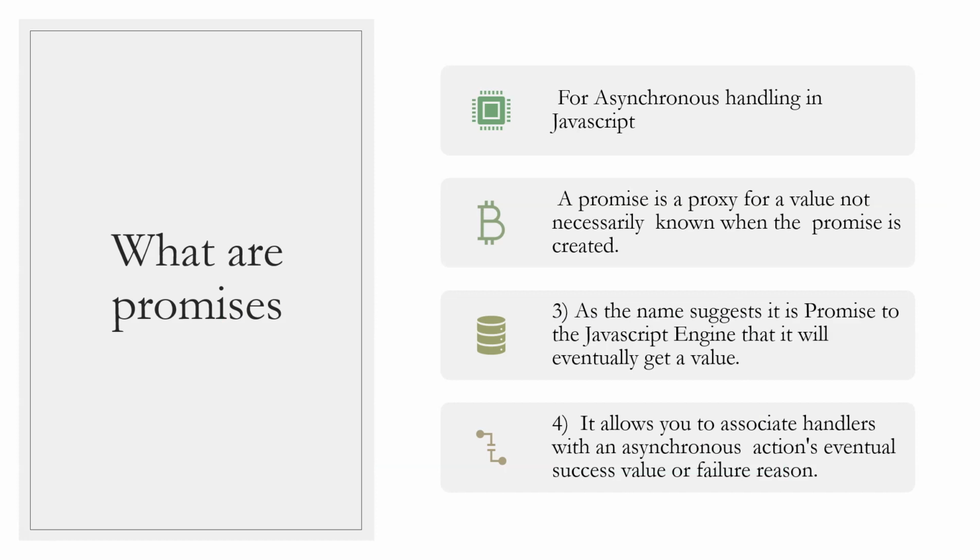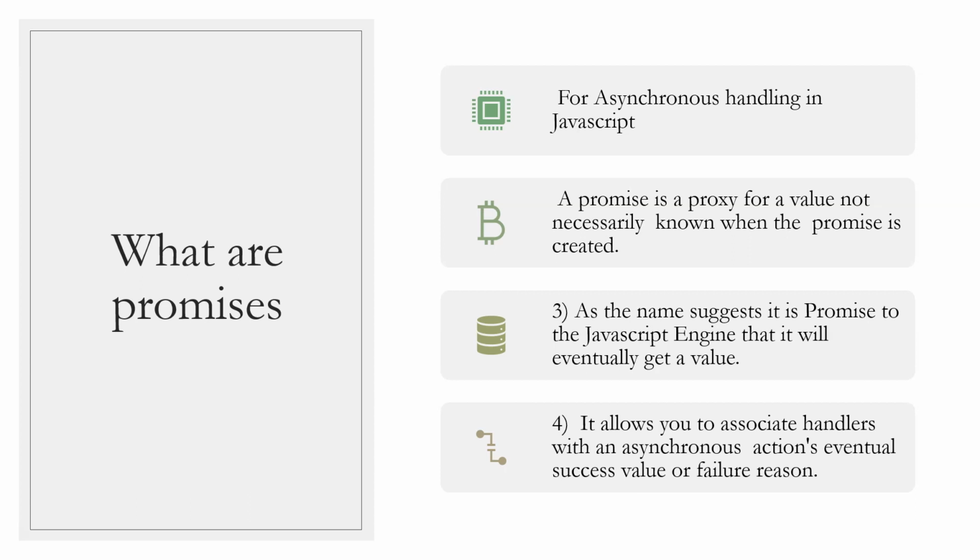So what is a promise? Just as callbacks came into existence for handling asynchronous operations, similarly promises also came into existence for handling operations asynchronously in JavaScript. That is the first thing. Second thing is, a promise is basically a proxy for a value that is not necessarily known when the promise is created.